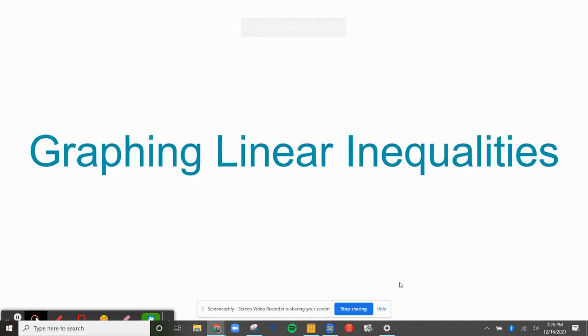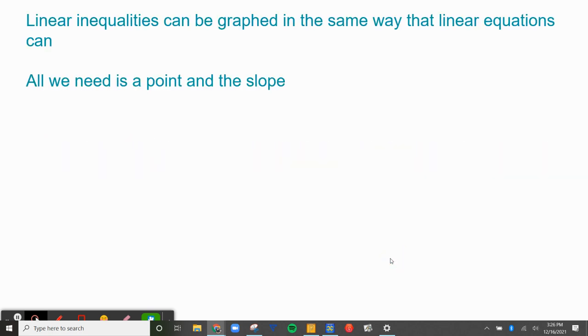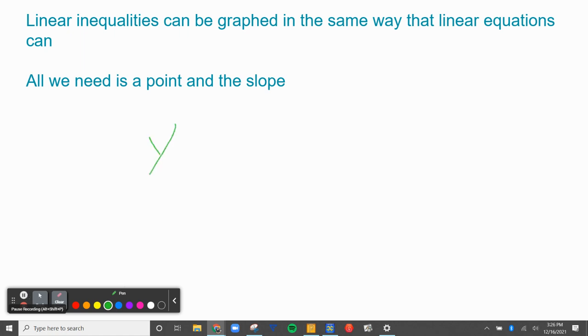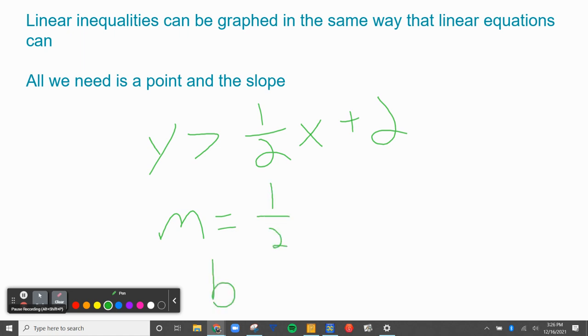This is graphing linear inequalities. Linear inequalities can be graphed in the same way that linear equations can. All we need is a point and a slope. For example, if we had y is greater than 1/2 x plus 2, then we would use the same strategy we would with slope-intercept form. Our slope here would be 1 over 2, and our y-intercept, that b, equals 2. And we'll be able to graph from there with our rise over run and our y-intercept.